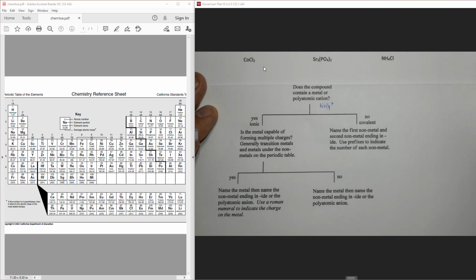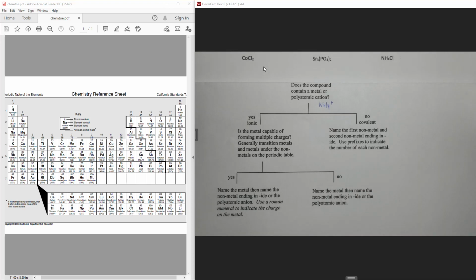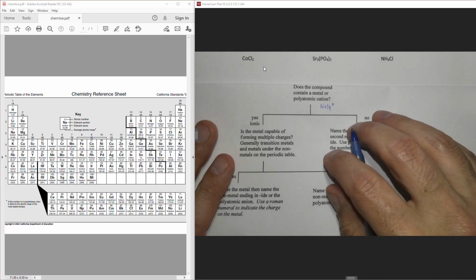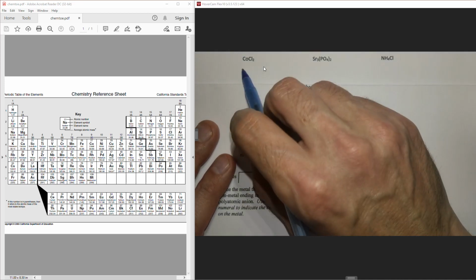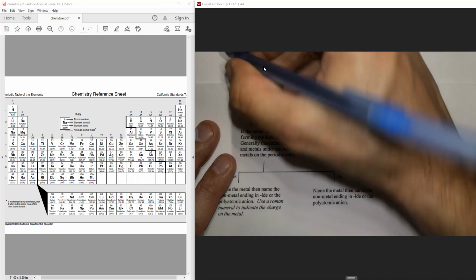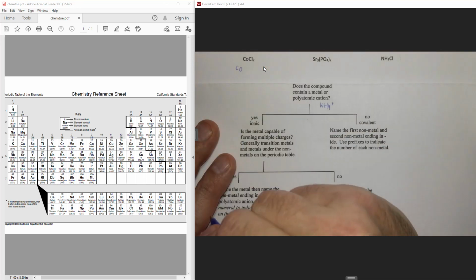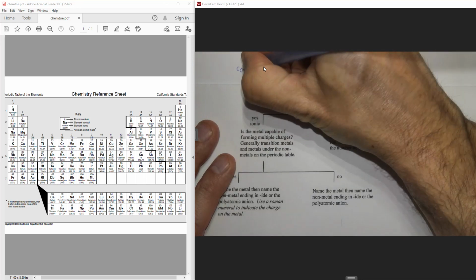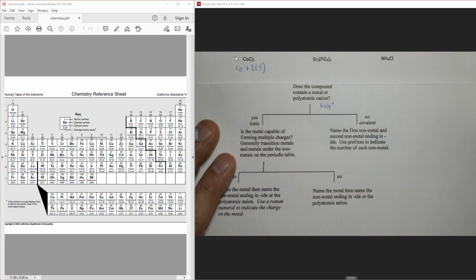So we need to find the charge on the metal. A few questions ago, we talked about how to find the charge on the metal, but essentially it is an algebra problem. The charge on cobalt, which I don't know, plus 2 times -1. There are 2 chlorides, each with a -1 charge.